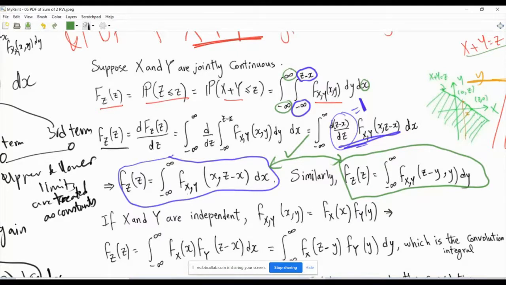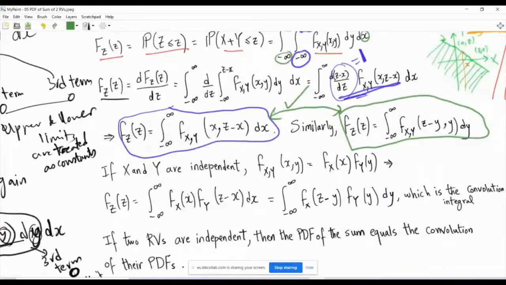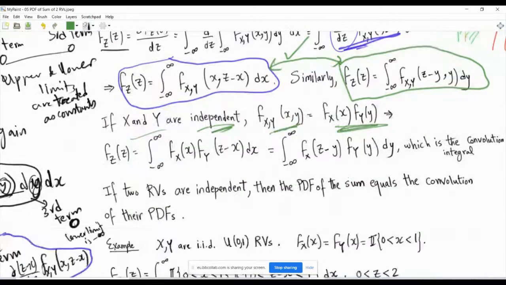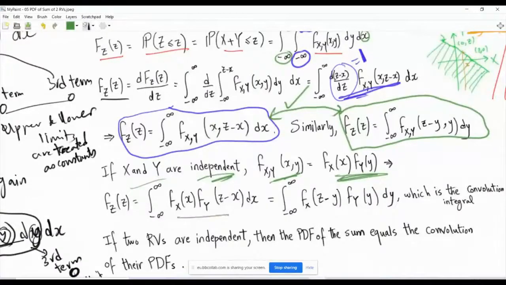So summing random variables is not nice. Things are a bit easier if we have independence, but still you will need to do an integration. If X and Y are independent, then the joint distribution can be written as the product, and in the integration you can write the joint as the product. So rather than having f of x comma y, x and z minus x, it is f of x and then f of y with z minus x.